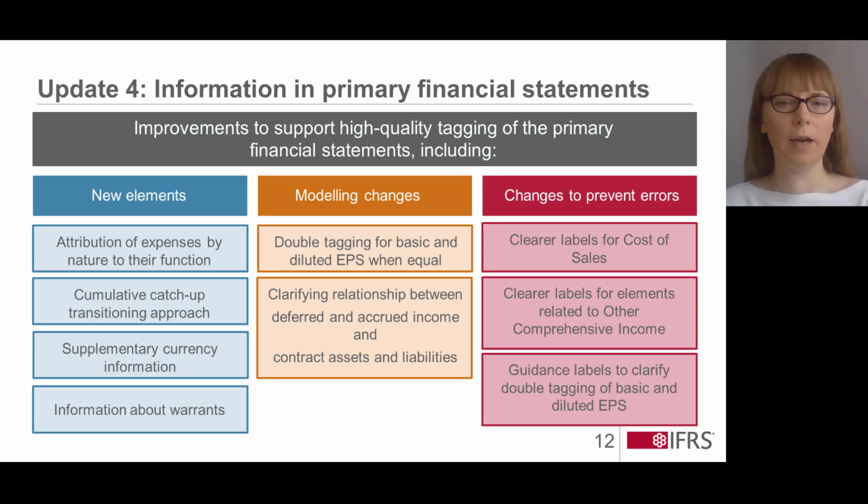In Update 4, we analyzed information presented in the primary financial statements. As a result of this analysis, we added new common practice elements for areas where companies typically created extensions. For example, we added elements to reflect commonly disclosed information about attribution of expenses by nature to their function. Those elements will allow tagging, for example, the amount of depreciation expenses attributed to cost of sales, or the amount of depreciation expenses attributed to selling, general, and administrative expenses.